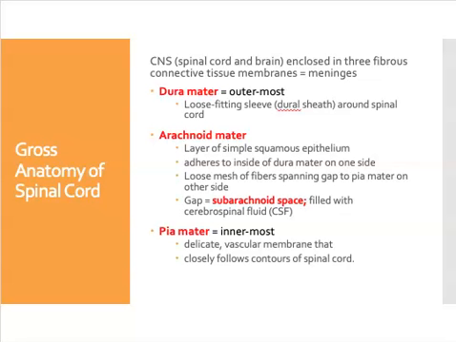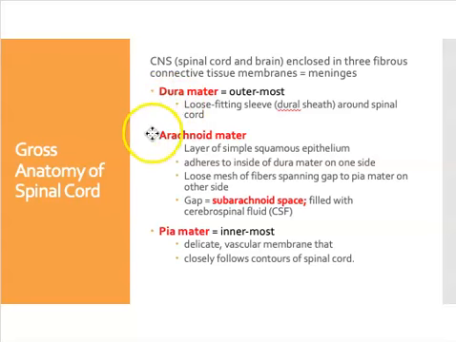So there are 3 layers, and from the outside, the outermost layer is called the dura mater. The dura mater is actually fairly loose-fitting. I've read it described as a sleeve. I like that analogy, that it's a sleeve on the very outside of the spinal cord.